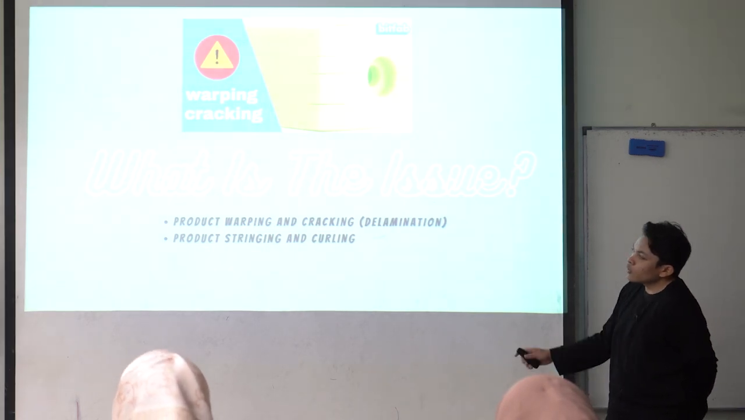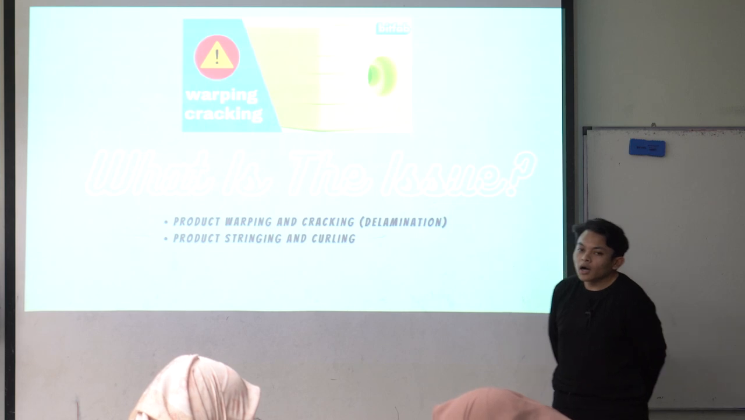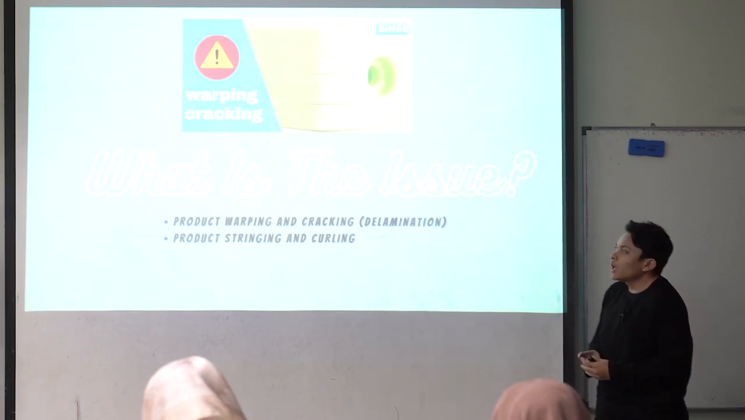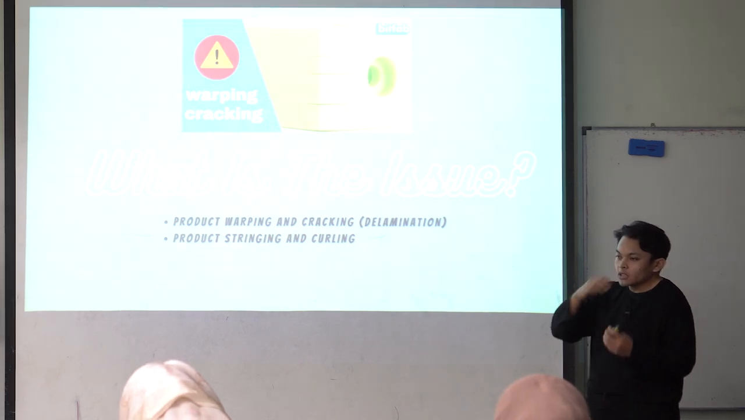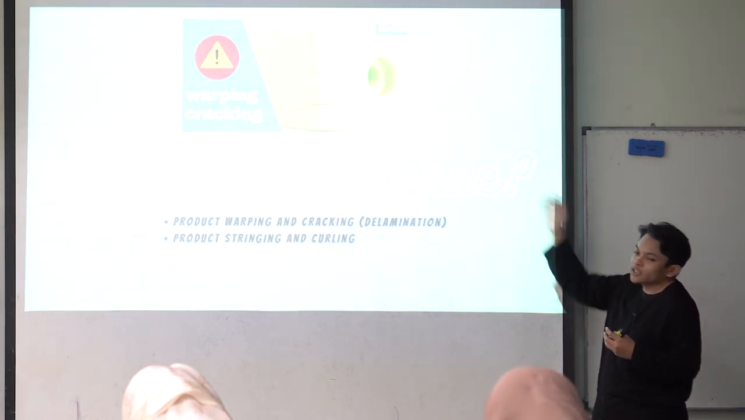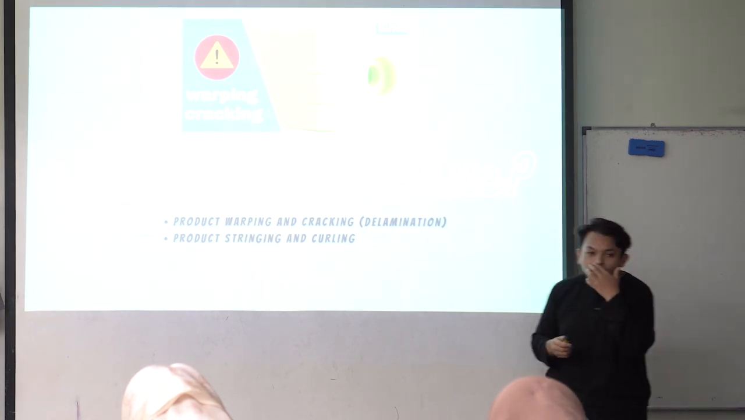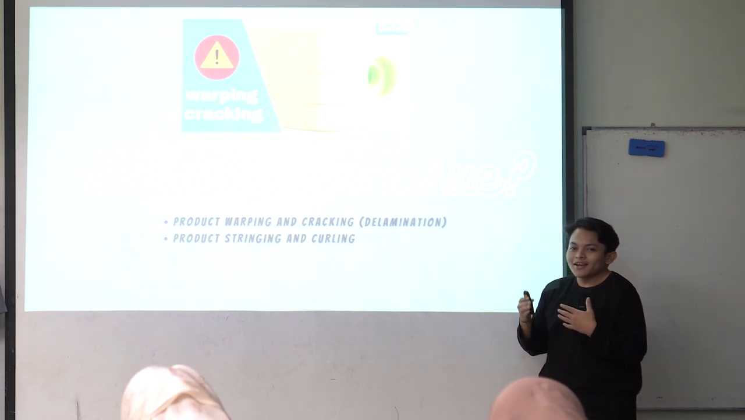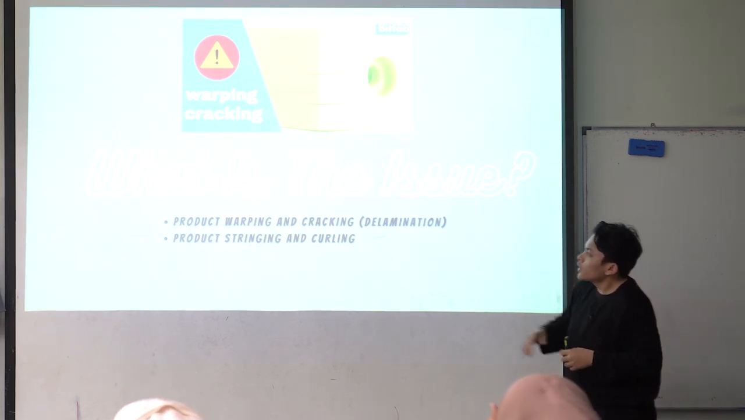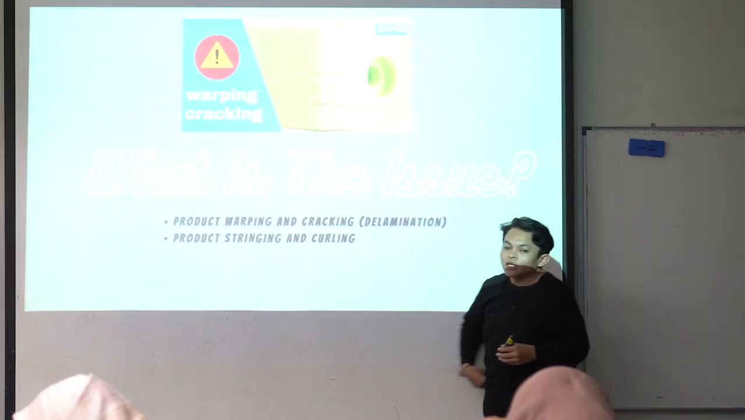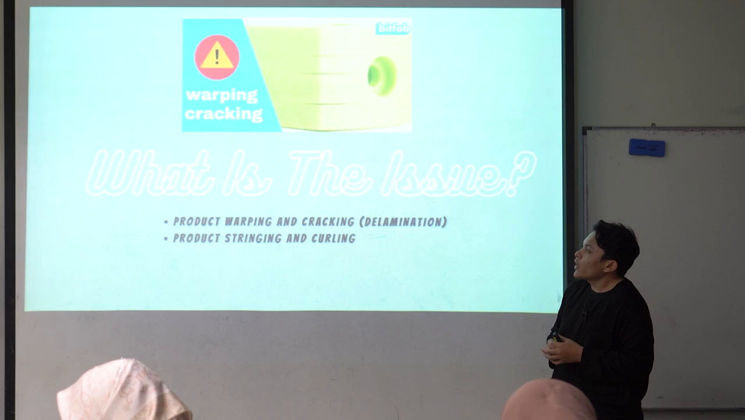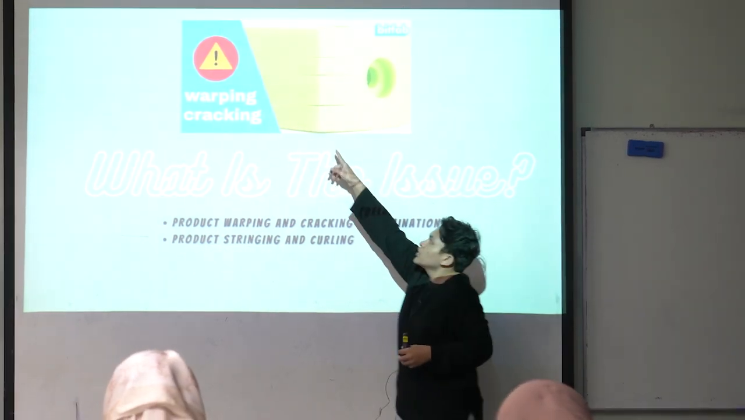So the first issue, I will be explaining about warping and cracking. Warping and cracking happen when you have uneven cooling. What it means by uneven cooling is the outer part cools first, and the inside is still hot. The material of FDM 3D printing is thermoplastic. The characteristic of thermoplastic is that it expands when heated, and it shrinks when it cools. So that's how we get the warping. Warping means it lifts or curls from the heating bed or the plate, while cracking means deformation between layers.